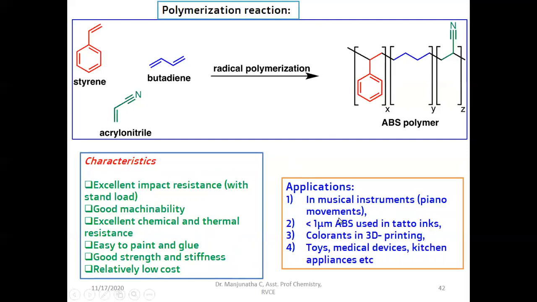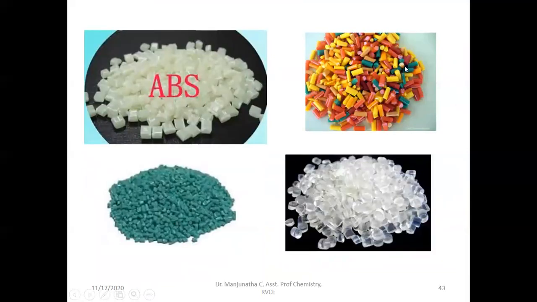This ABS polymer is used in piano movements in musical instruments, and also in tattoo inks. ABS of less than 1 micrometer is used in tattoo inks, and also as a colorant in 3D printing. Some toys, medical devices, and kitchen appliances are made of ABS polymer. So this is how they appear. These are all colored ABS, and this is actual ABS polymer. By adding some dyes and pigments, you can have ABS with different colors. This is about Acrylonitrile Butadiene Styrene polymer.